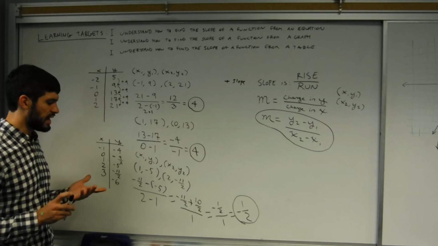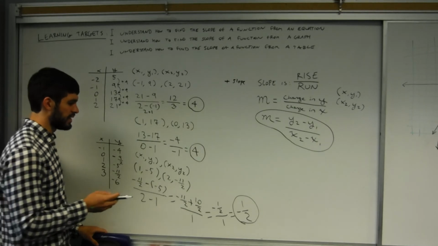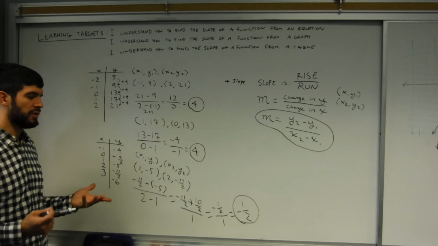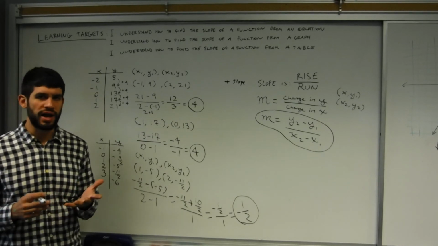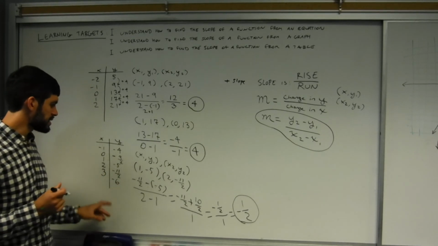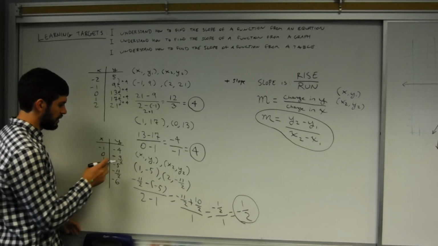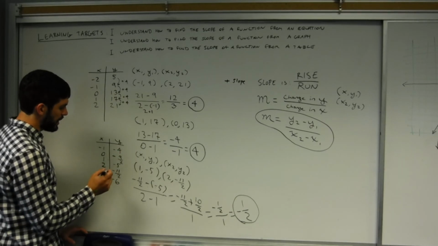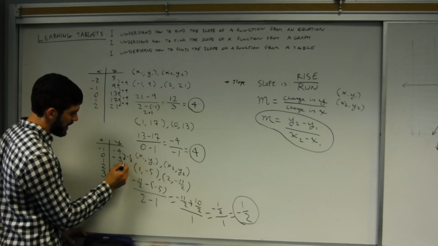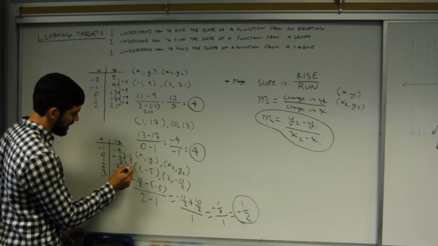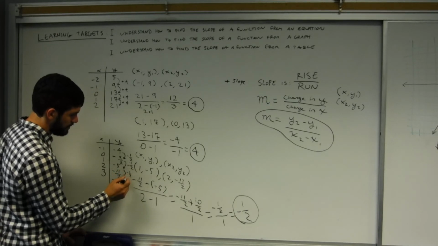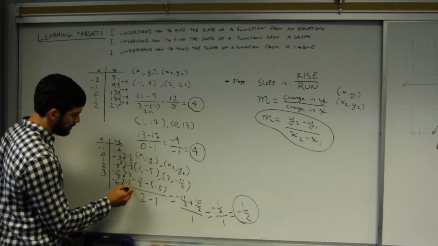And generally with slopes, we always want to leave them in fraction form. So we wouldn't want to convert this to a decimal. And you'll see why in our next lesson when we're graphing functions. In this case, we also could have looked at our change in y and noticed that each time we're going down 1/2 with each step. So that would have been another way to look at it.